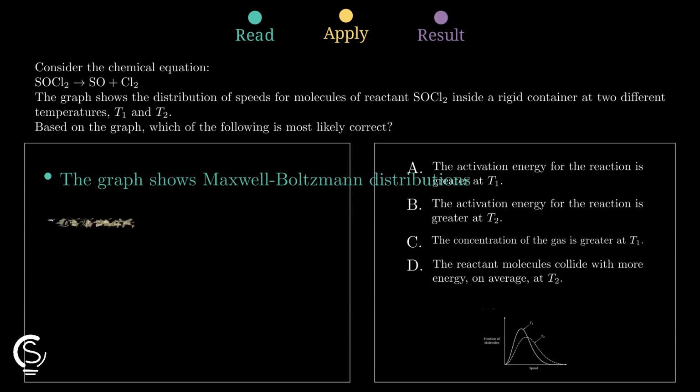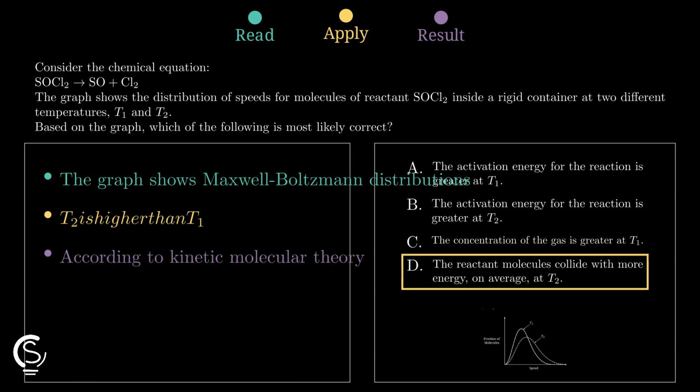Kinetic molecular theory states higher temperatures cause more energetic collisions. Molecules collide with more average energy at temperature 2, making option D correct.